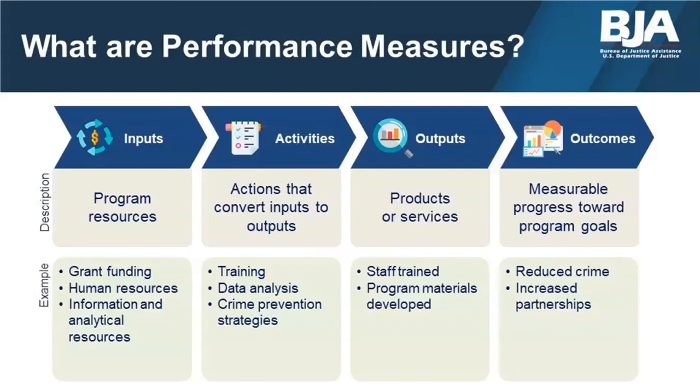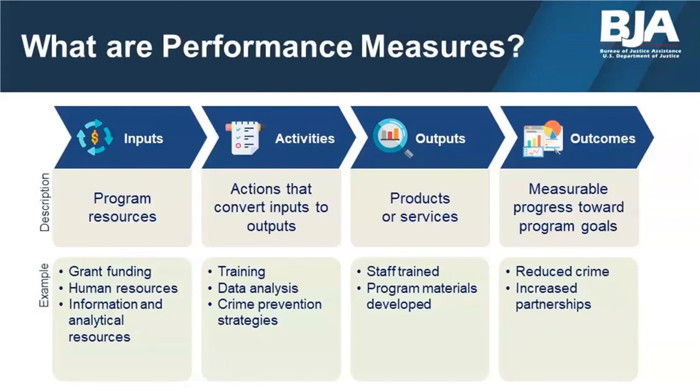This graphic introduces the variety of types of performance measures we use to track progress towards PSN goals and identify areas for improvement. Inputs refer to program resources, like grant funding. Activities are the actions that convert inputs to outputs that eventually result in measurable progress towards the program's goal. This can include things like trainings, meetings, partnership development, data analysis, and strategic initiatives, like hotspot policing, focused deterrence, and other crime prevention strategies. Outputs are the countable products or services that result from these actions.